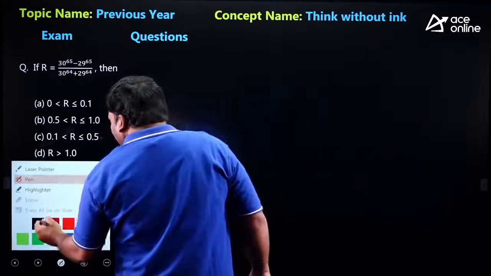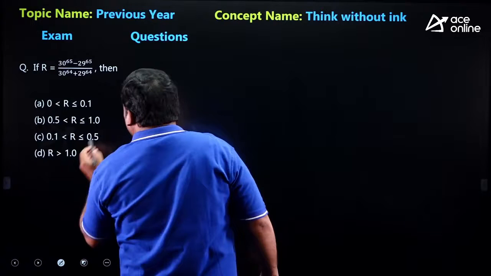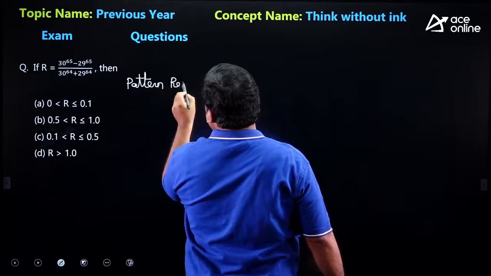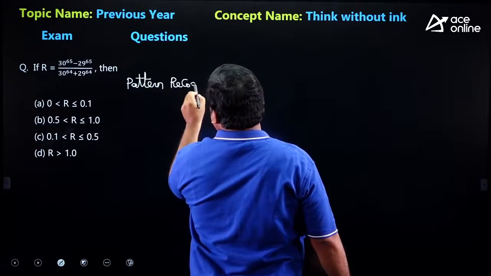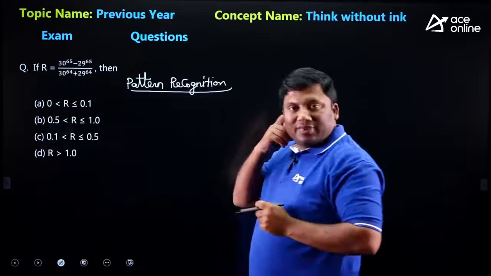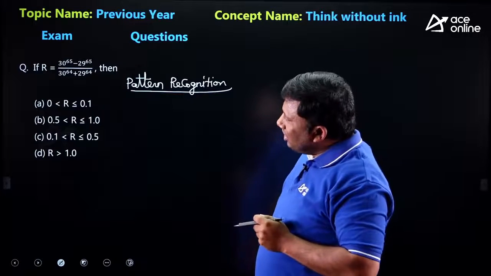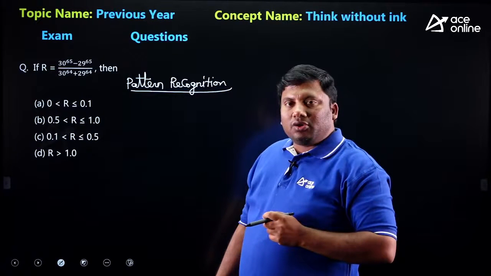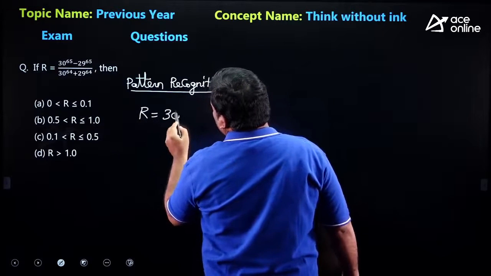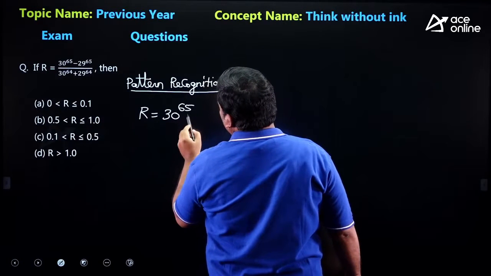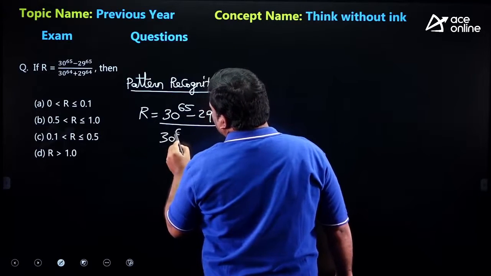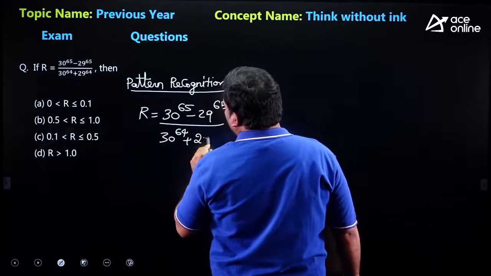This is a question where again the question is based on pattern recognition. Once you understand the pattern involved in the question, then you can solve the question very easily. Pattern recognition. See the question. R is 30 power 65 minus 29 power 65 divided by 30 power 64 plus 29 power 64.